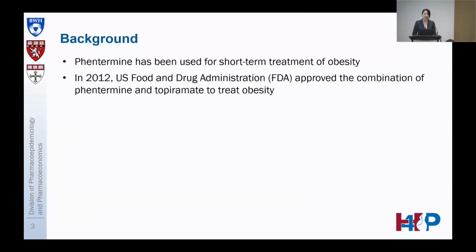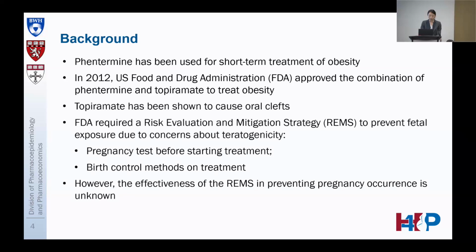First, to provide some background about phentermine and topiramate combination treatment. Phentermine has been used for short-term treatment of obesity. In 2012, the US Food and Drug Administration approved the combination of phentermine and topiramate to treat obesity as well. Topiramate has been shown to cause oral clefts, and while approving the combination treatment, due to this concern, the FDA required a risk evaluation and mitigation strategy to prevent fetal exposure because of the concern of oral clefts due to topiramate exposure.